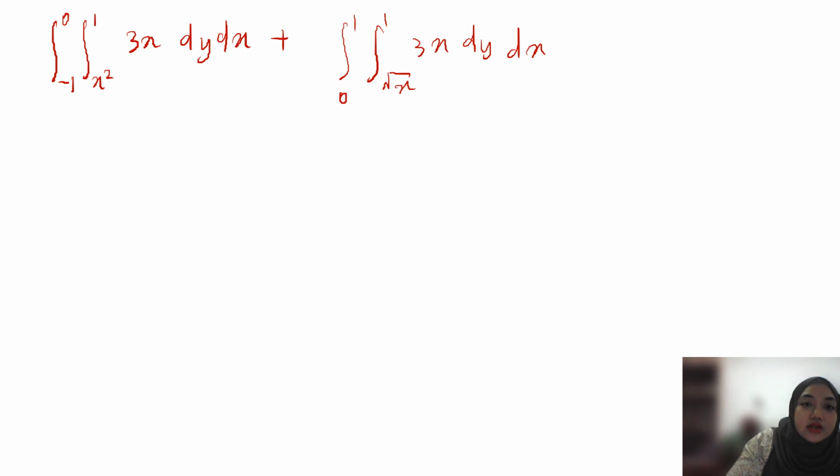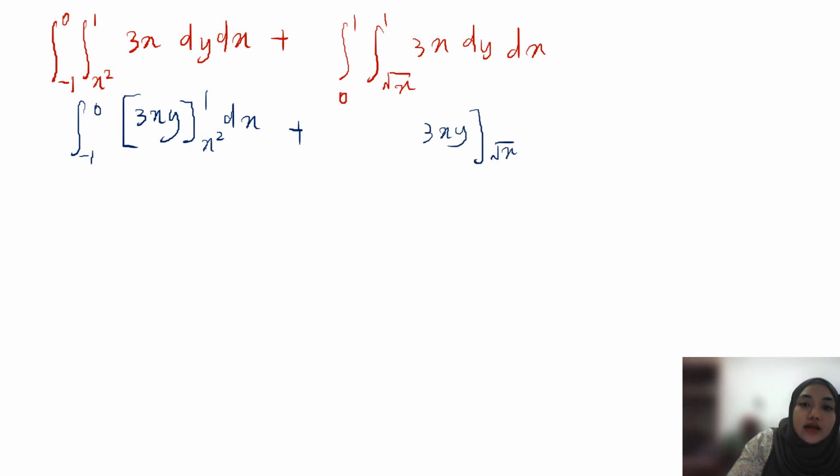Okay, so we find this one. So with respect to y, so 3xy, x squared, 1, dx, and then negative 1, 0, plus, okay, this side is 3xy, x until 1, don't forget to rewrite 0, 1. So we continue to integrate, so you will get this one, 1, right, so we substitute into y. Substitute into y, you don't substitute into x.